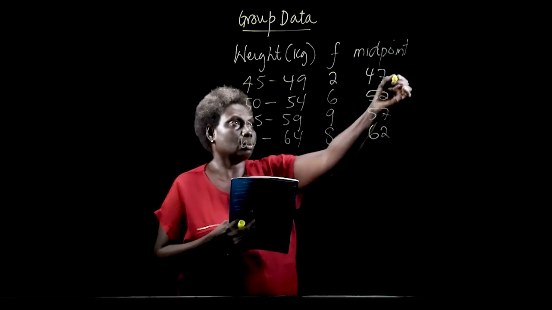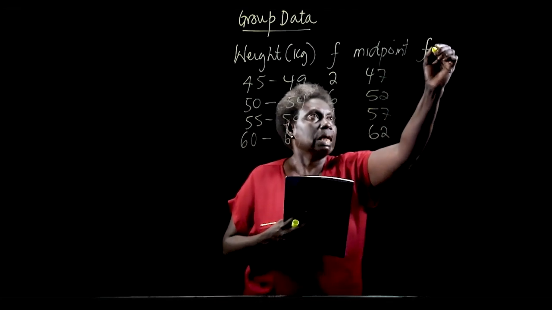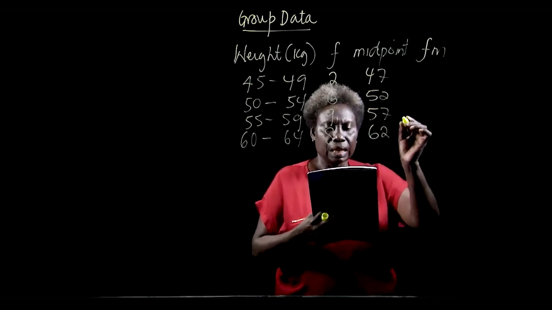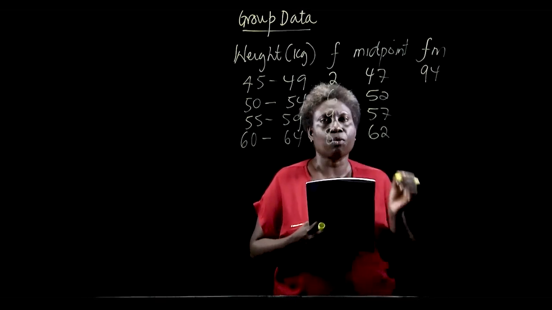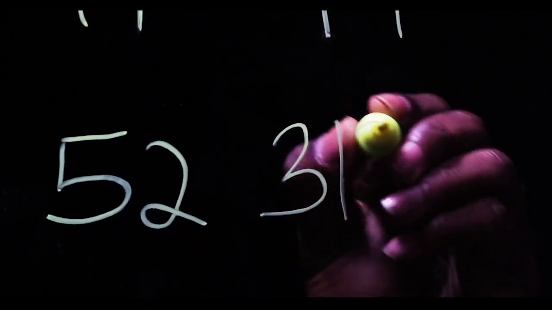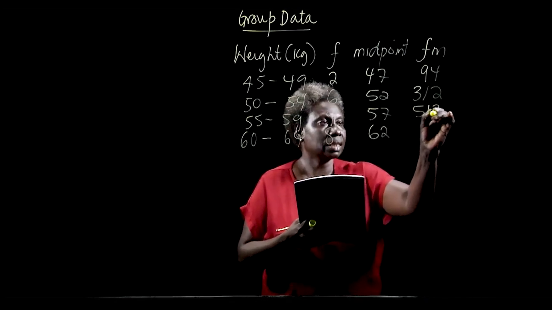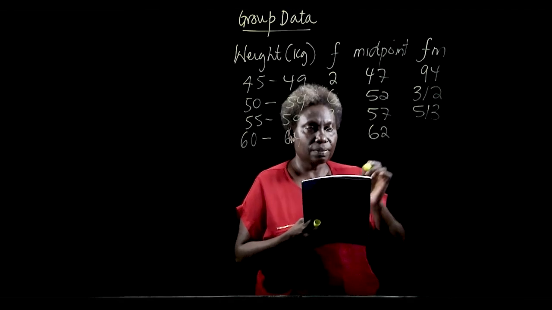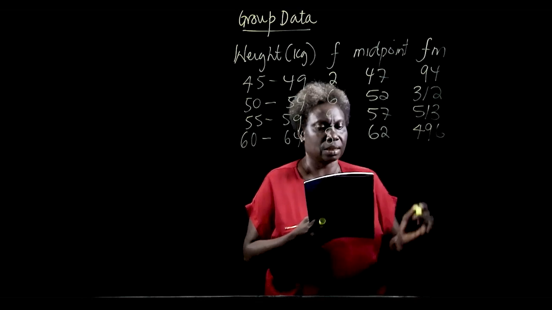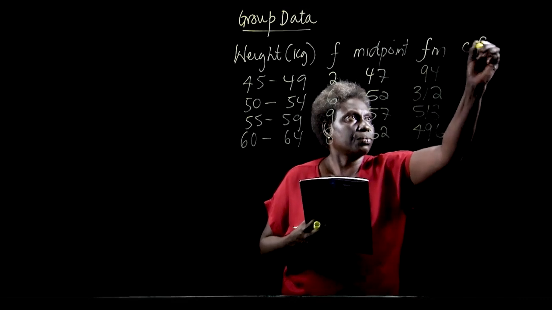Then we have the column for frequency times midpoint. 2 times 47 gives us 94. 6 times 52 gives us 312. 9 times 57 gives us 513. And 8 times 62 gives us 496.